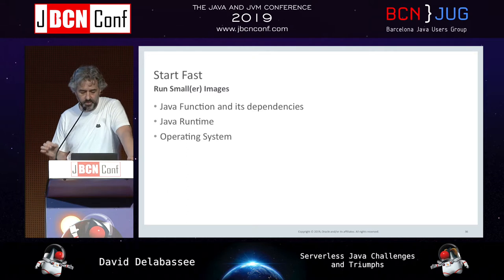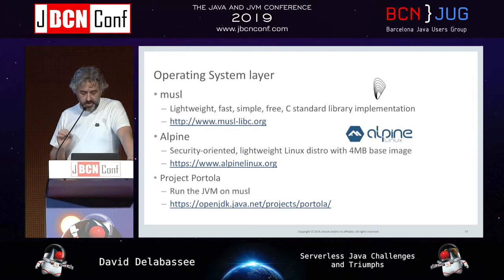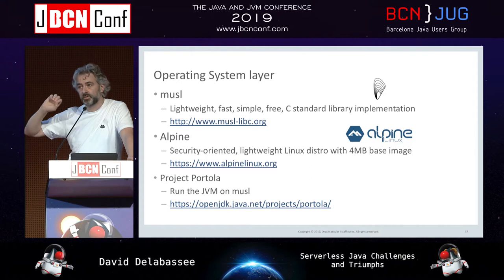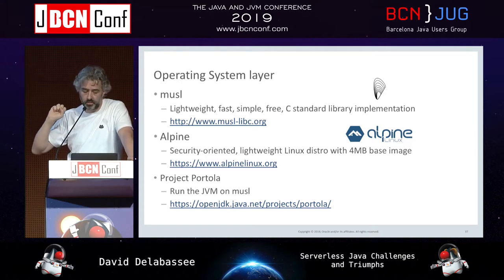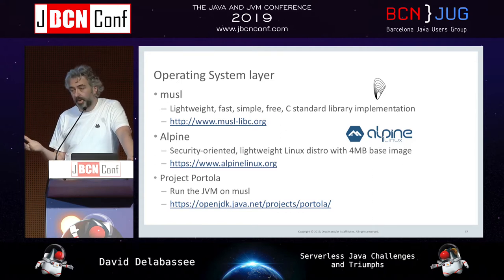But at the Java runtime and at the OS layers, there are things that we are doing. The first thing that we're looking at is using a more lightweight Linux distribution that is using musl instead of glibc. glibc is the library that is used between the JVM, which is written in C++, and the operating system. We are looking at using Alpine, which is using musl, so it uses a different libc than the standard distribution.